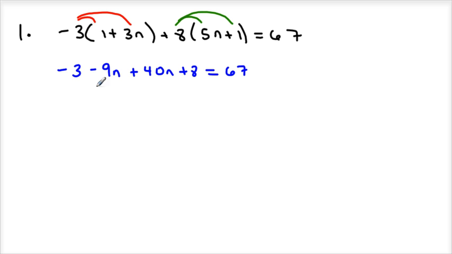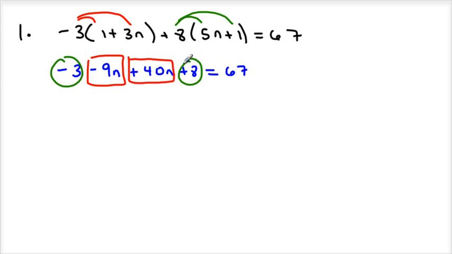So now we have two sides of the equation. Let's look at the left side. Do we have any like terms on the left side? In this case we do. We have a negative 9n and a positive 40n, which are like terms, both having the variable of n. And we also have negative 3 and positive 8, which are like terms, two constants that we can also combine. So it doesn't matter which one we do first. If we take negative 3 plus 8, we get a positive 5. And negative 9n plus 40n, we get positive 31n, equals 67.